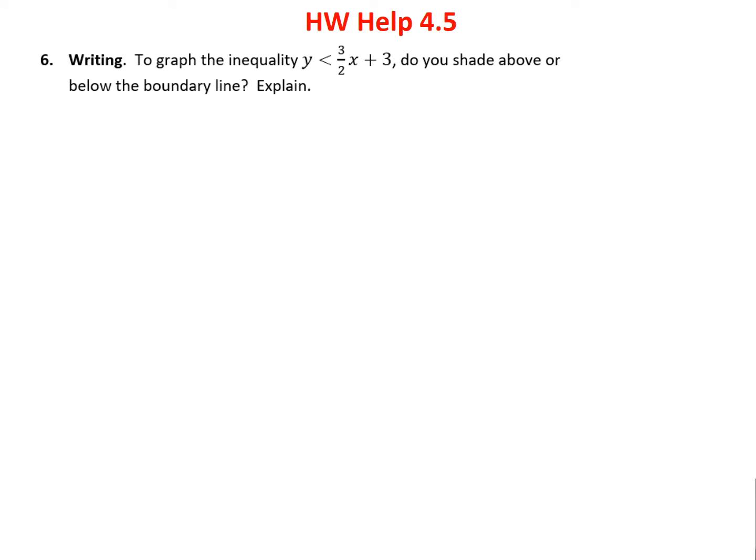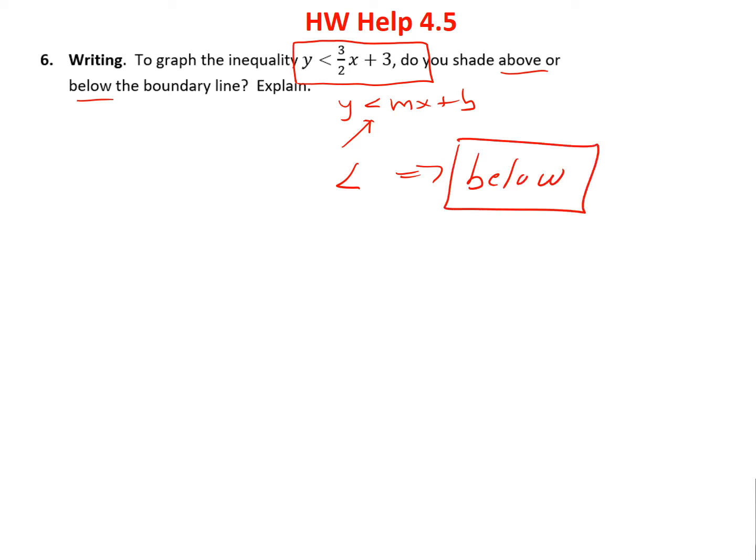Problem 6 asks us the question, to graph the inequality here, y is less than 3/2 x plus 3, do you shade above or below the boundary line? Now notice I can't always answer this question directly, but in this case, because I already have it in the y less than mx plus b form, I can just simply look there and say, okay, I have a less than, so less than implies that I'm going to graph below the line, okay? Anything below the line. Equal would be equal to the line, but less than means points below the line, so we would shade below on this question.